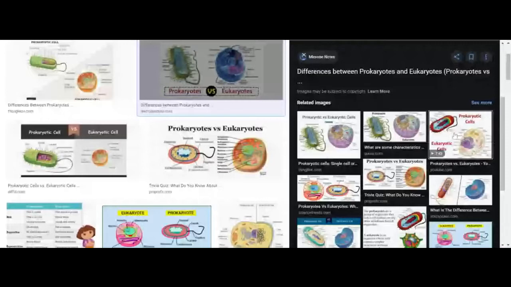So now I want to share my screen with the PowerPoint presentation to show you the major differences, and want you to write them in your notebook.